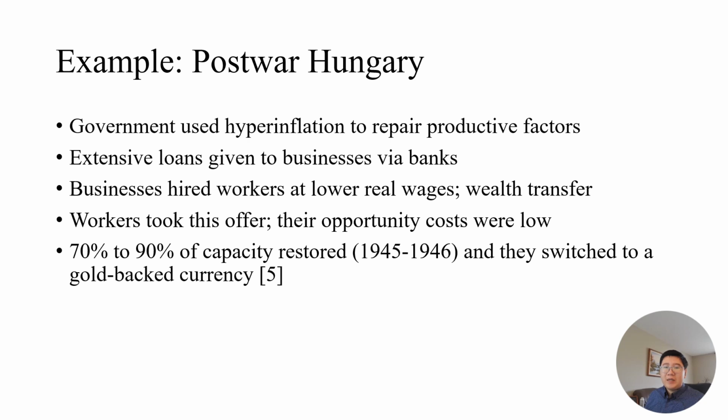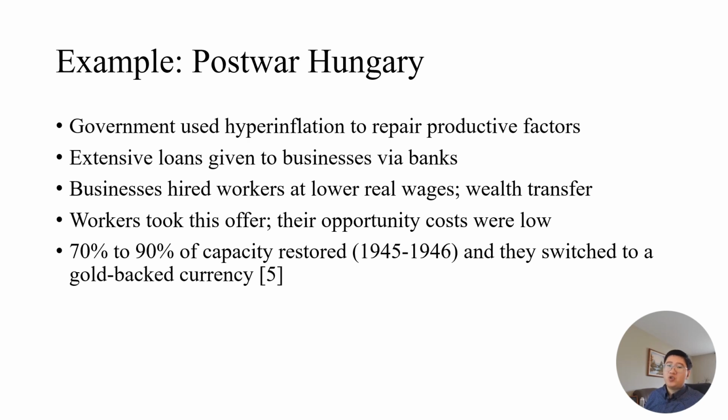So the government used hyperinflation to try to repair productive factors. They gave out loans through the central bank to businesses, and these were not expected to be paid back. And these businesses hired workers at lower and lower real wages, and this transferred wealth from the workers to the businesses. And they hoped that the businesses would use this to repair all the infrastructure.